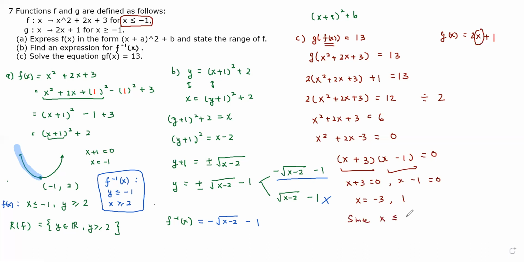Since x must be less than or equal to -1, because that would be the domain of g(f(x)), the only solution is x = -3. x = 1 is not in the solution set because of the restriction in the domain of f.